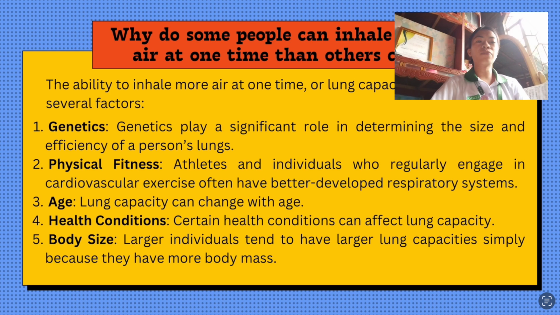Certain health conditions can affect lung capacity. Conditions like asthma, chronic obstructive pulmonary disease, and other respiratory disorders can reduce lung capacity and airflow. Respiratory infections or illnesses can temporarily reduce lung capacity by causing inflammation or fluid accumulation in the lungs. The last one is body size. Larger individuals tend to have larger lung capacities simply because they have more body mass. This isn't always a direct correlation, but in general, larger bodies have more room for larger lungs.